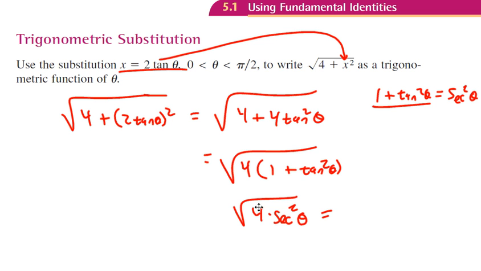And now watch this. I can take the square root of 4 and I can take the square root of secant squared theta, because the square is the opposite of the square root. So our answer is going to be 2 secant theta. It was a function of x, but now we have a trig function that's a function of theta.